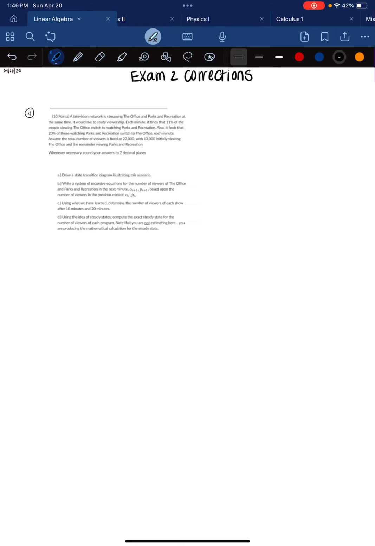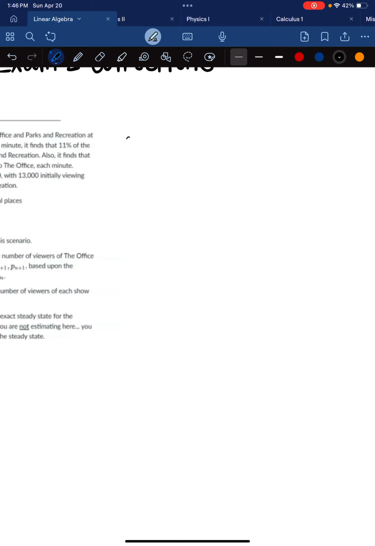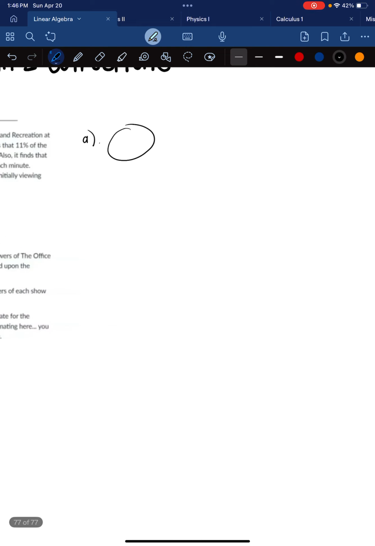Okay, for question 4 of the exam, part A says draw a state transition diagram. So for part A, we know we're going to have the office and Parks and Recreation. Say office and Parks and Recreation. Office at time n plus 1.